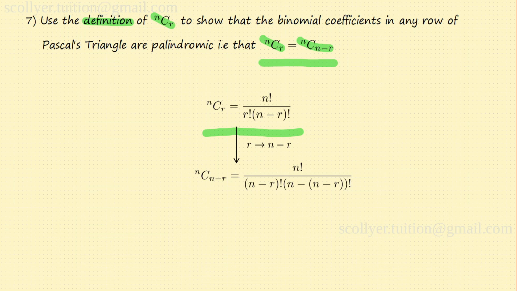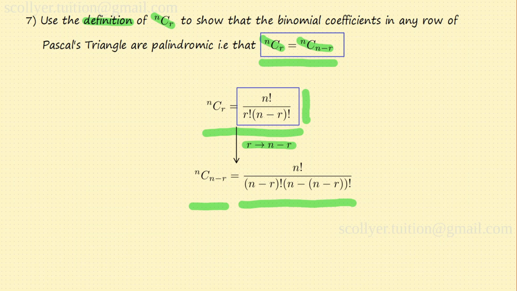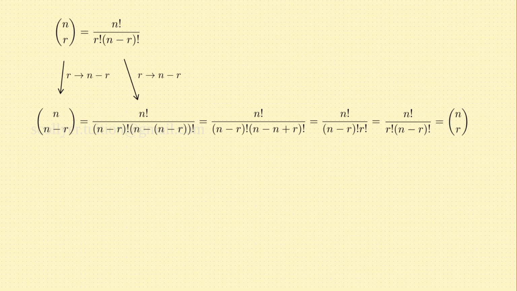Now, by making the substitution r goes to n minus r in this equation, we can see that n choose n minus r becomes this more complex expression. And so to prove this relationship, we have to show that this expression is the same as this expression. But in fact, this relationship is rather easy to prove.